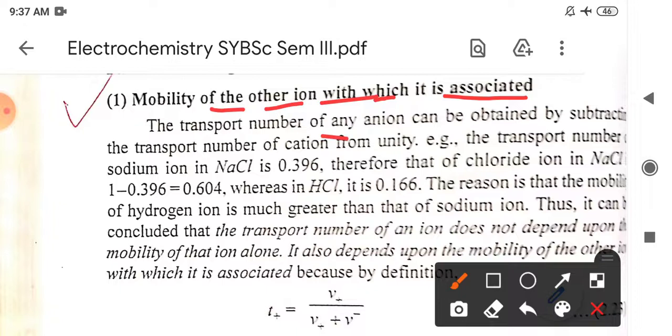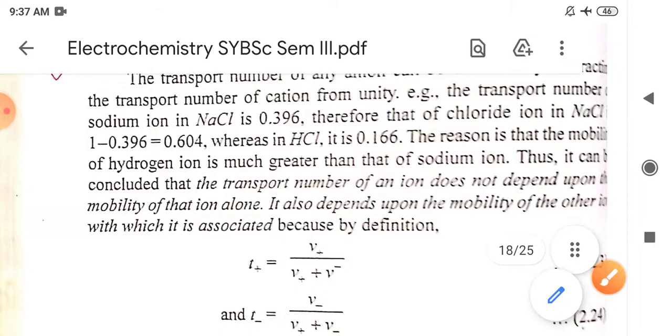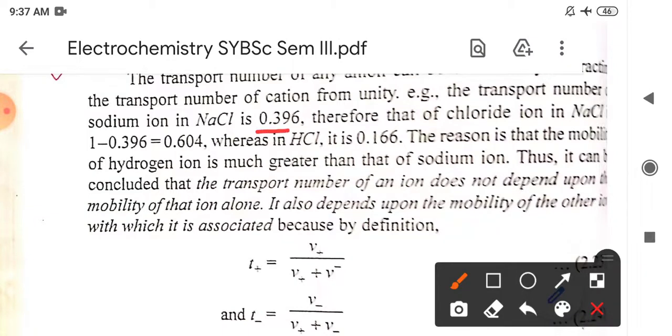Now the transport number of any anion can be obtained by subtracting the transport number of the cation from one, because we have already seen that the sum of the transport numbers for the cation and anion is always unity. So if we know the transport number for sodium, then for chloride it will be 0.604. We just need to subtract the given value from 1, so we get the transport number for the remaining ion.